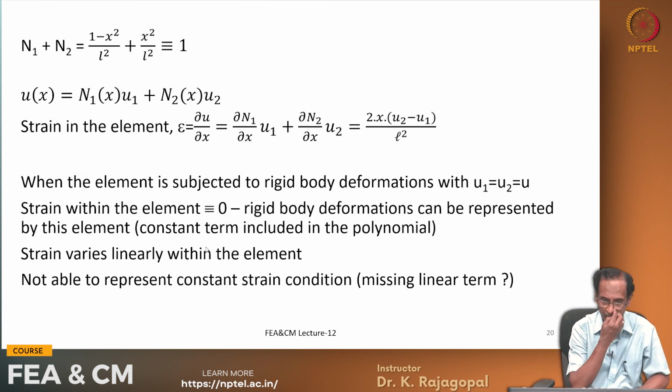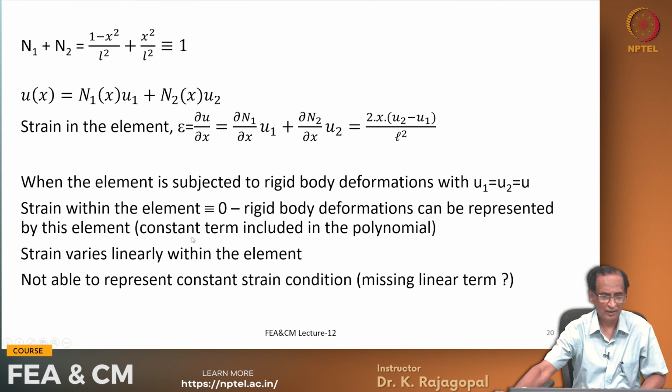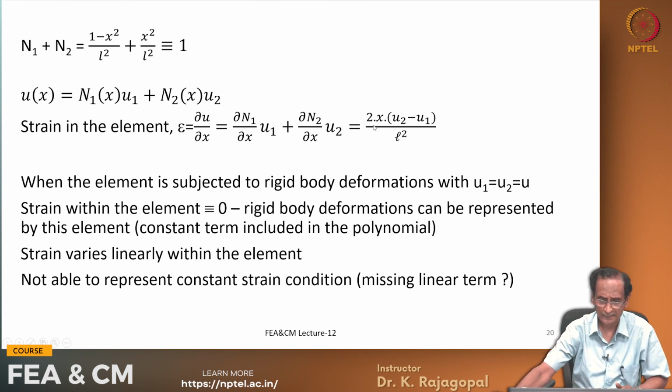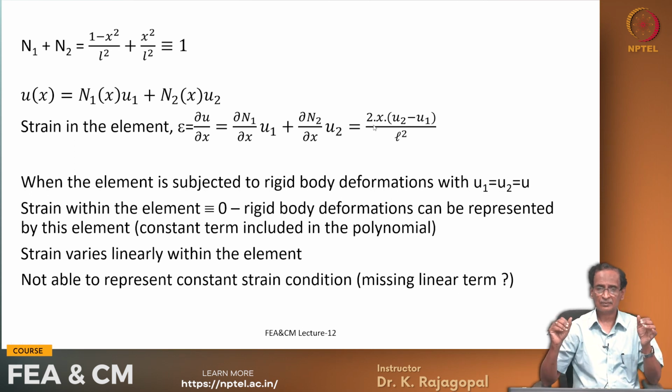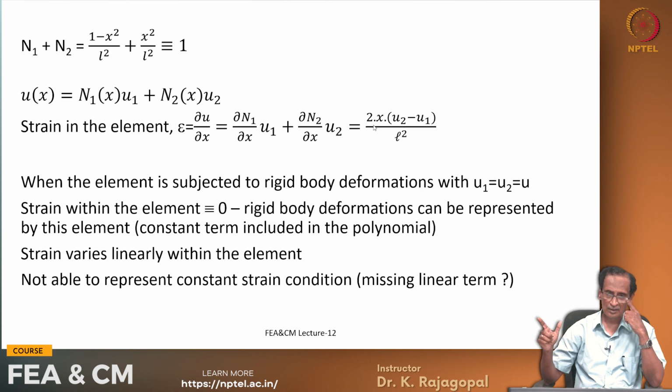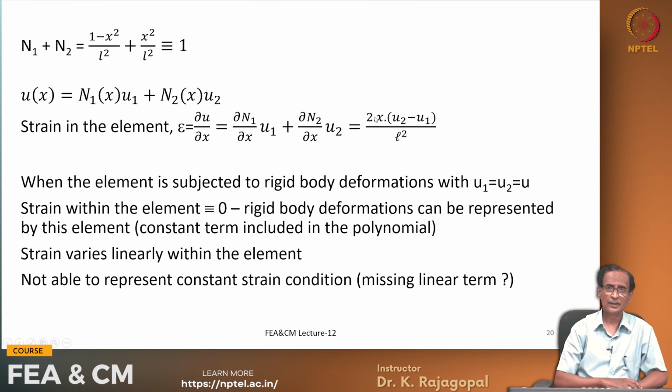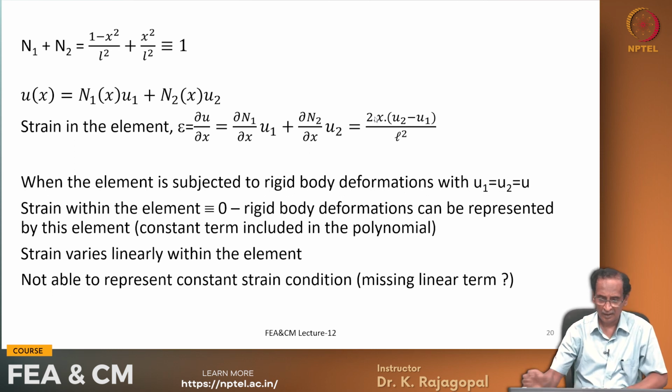Our N1 plus N2 is exactly equal to 1, and now let us calculate the strain. Epsilon is dou u by dou x, that is dou N1 by dou x times u1 plus dou N2 by dou x times u2, that is 2x times (u2 minus u1) by L square. If you subject this body to rigid body displacements, that is u2 equal to u1, you will get a 0 strain. But the strain is varying linearly within the element. If you set u1 to 0 and u2 to some value, you will see that the strain varies linearly along the element because it is a function of x.